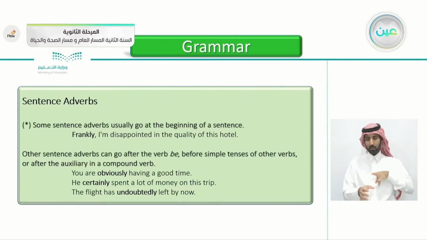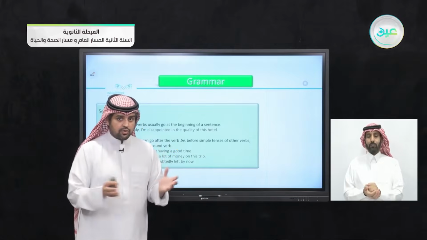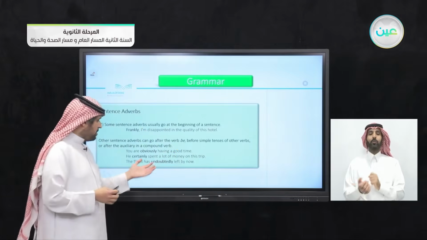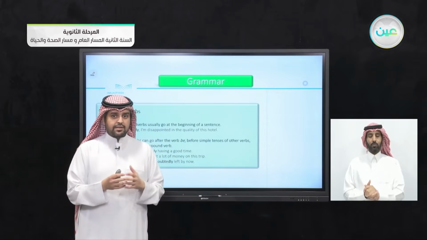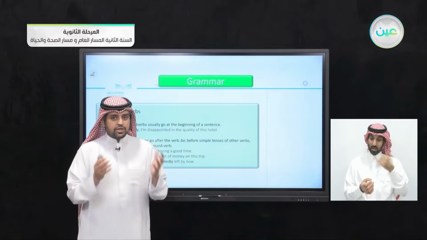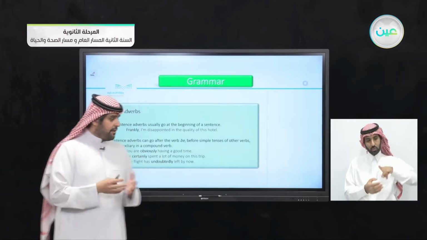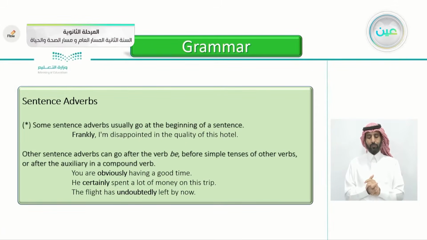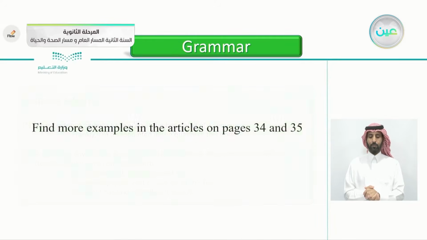The flight has undoubtedly left by now. Undoubtedly, it means without a doubt. Without a doubt, something that you are sure about. For example, this flight here, it was scheduled to leave at 3 p.m. and now it's 3:30. So now you are very sure that it has left. So that's why we say here, the flight has undoubtedly, without a doubt. I don't have any doubts that by now the flight has left.